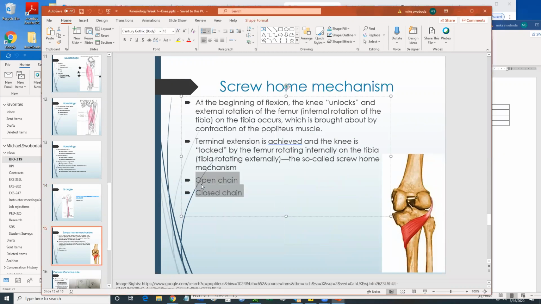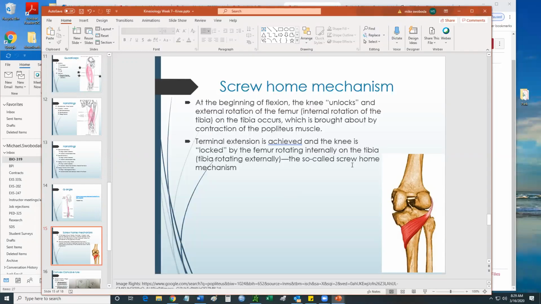All right, this screw home mechanism here. What this says is this tells us how our knee rotates. So because our knee is a modified hinge joint, it doesn't lock into place from the bones. Instead of, say, with the elbow where you have the olecranon that holds the humerus straight into place, you have a bony connection there. With the knee, your patella is free floating, so there is no bony connection. Because there's no bony connection, you can actually rotate your knee slightly. Now, you'll never feel it, and you really can't rotate it on your own, but you rotate it when you reach your end range of motion.